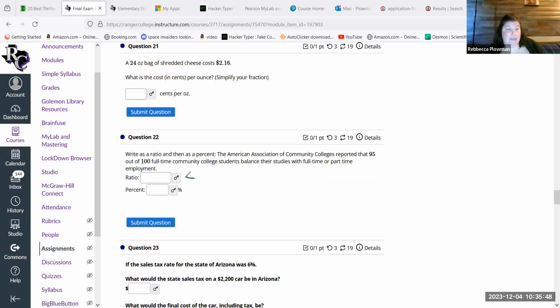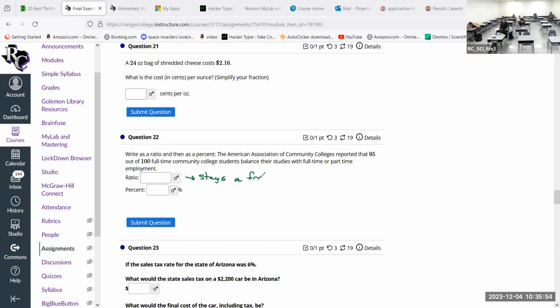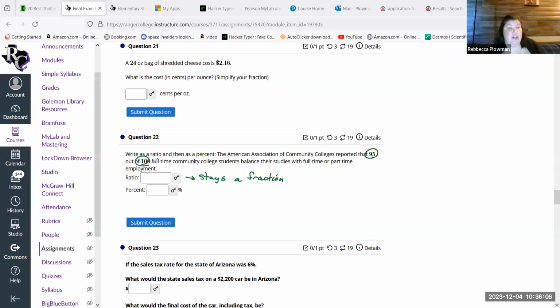So a ratio. No matter what you get, it's always going to stay in a fraction form. The American Association of Colleges found that 95 out of 100 full-time students balance their studies with full-time or part-time employment. So the ratio is 95 over 100, which reduces. We divide both by 5, and we should end up with 19 over 20. As a percent.